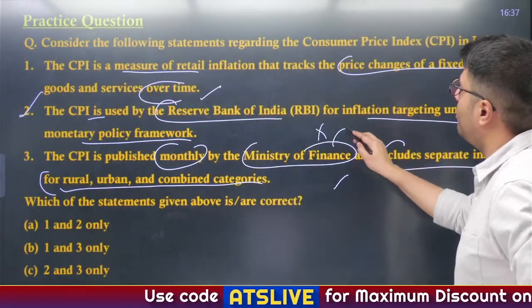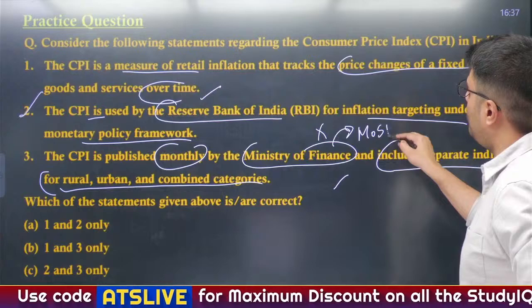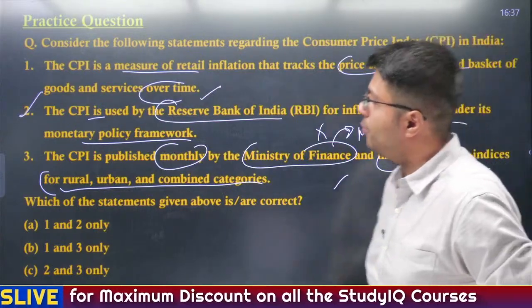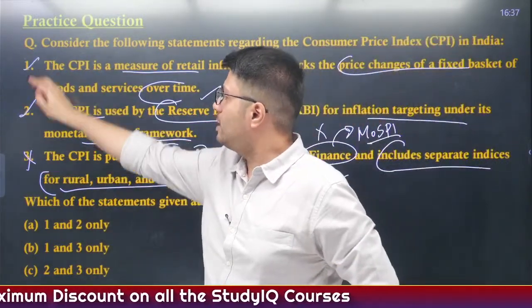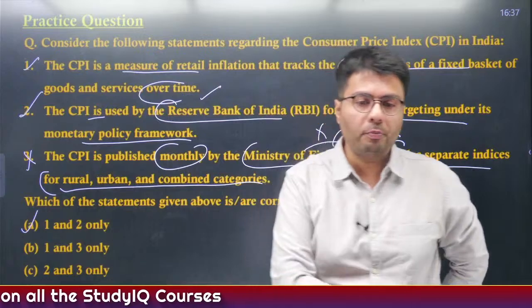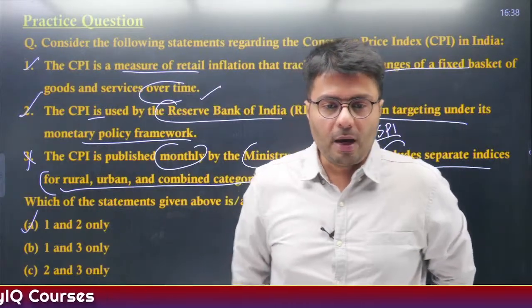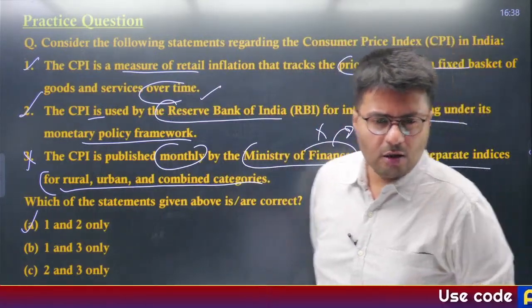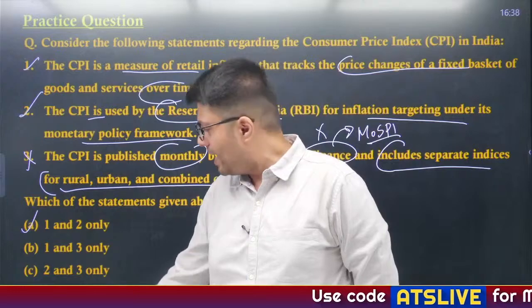The first one is incorrect. Why? Because it is published by the NSO, which is a part of the Ministry of Statistics and Programme Implementation. So first and second are correct, third is not. Therefore, option A is right.